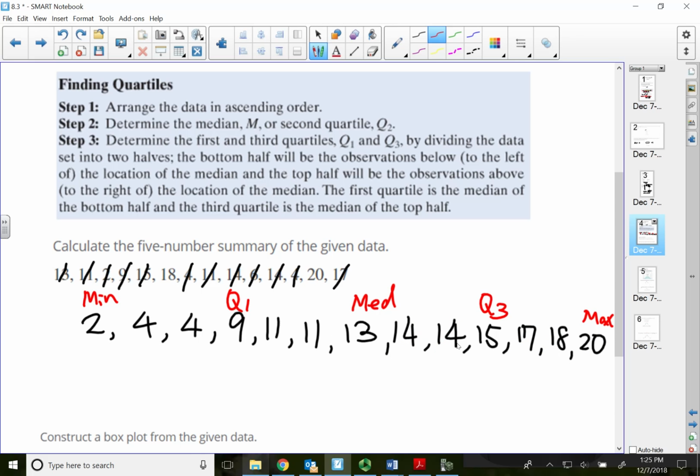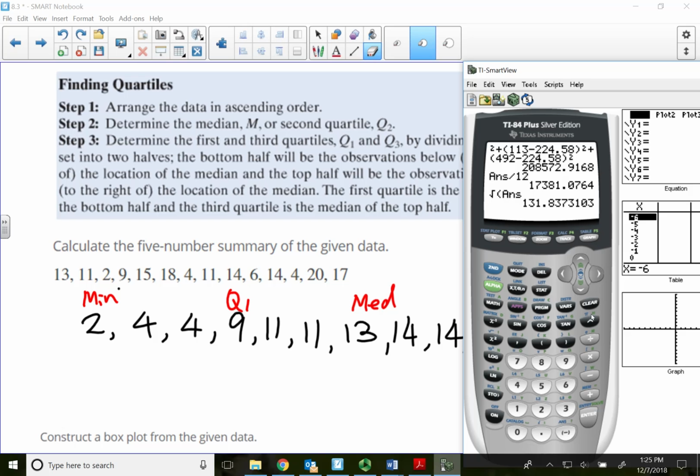Now, in the graphing calculator, we can do this fairly quickly as long as we key in these numbers. So let's go to Stats, Edit, highlight L1, press Clear, Enter. I'm going to type it in: 13, 11, 2, 9, 15, 18.